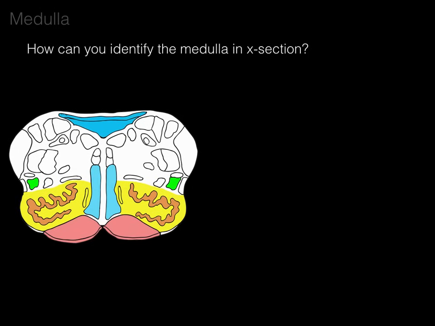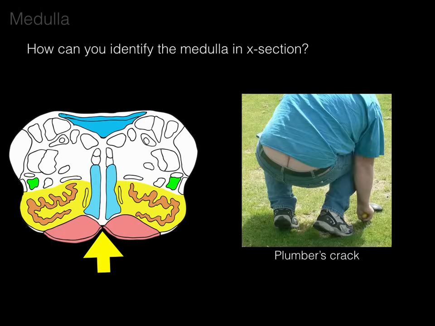Now, how do you identify the medulla in cross-section? Well, you can say, hey, look, there's the fourth ventricle. I can recognize that. Or, oh, there's the pyramid. I can recognize that near the midline. Oh, there's that cool inferior olivary nucleus. I can definitely tell that. Or you take a look and you say, you know what that looks like? That looks like a plumber's crack. If you ever take a look at a cross-section of the brainstem and it looks like a plumber's crack, you're in the medulla. And so let's now, in review, talk about the brainstem in a nutshell.